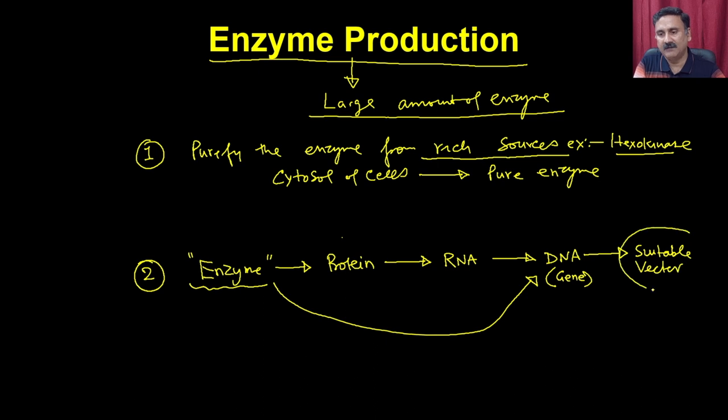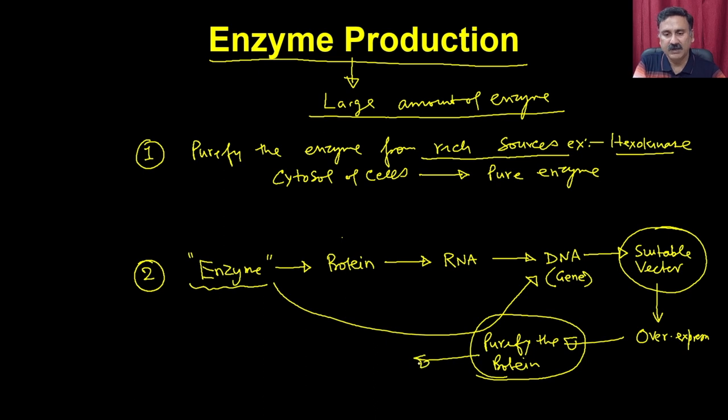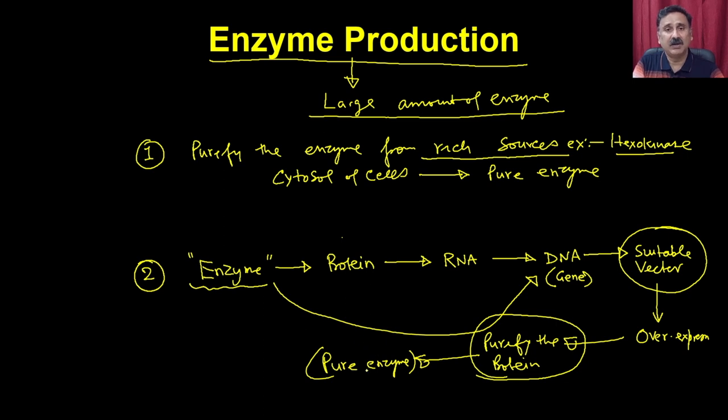Once I have the gene in the suitable vector, I can do the overexpression and purify this protein with the help of conventional chromatography as well as specialized chromatography. Once I purify the protein, I get the pure enzyme, and I can use that for many applications. For example, if I need an enzyme for studying DNA recombination, or for running transcription, translation, replication, all of that, I can prepare it in large quantities. Once you have cloned the gene into a suitable vector, you can transform it into a suitable host, and that's how you can make the proteins in large quantities.